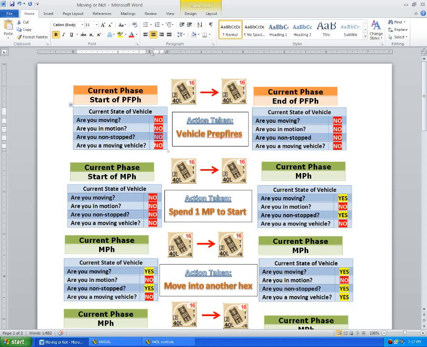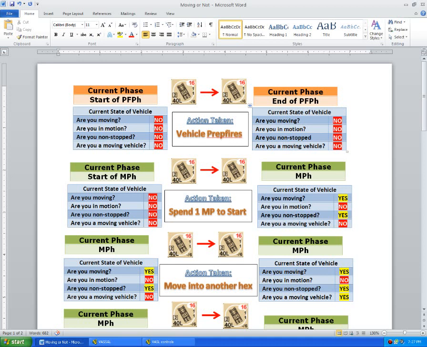Are you a moving vehicle? No, you can see we have no motion. We haven't spent any movement points to move it, so no. So the action we're going to take simply is we're going to prep fire. In the prep fire phase, the vehicle shoots all of his main armament, his machine guns, whatever. He takes all of his prep fire actions at the end of the prep fire phase.